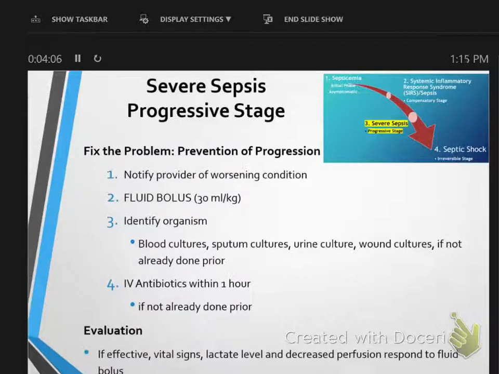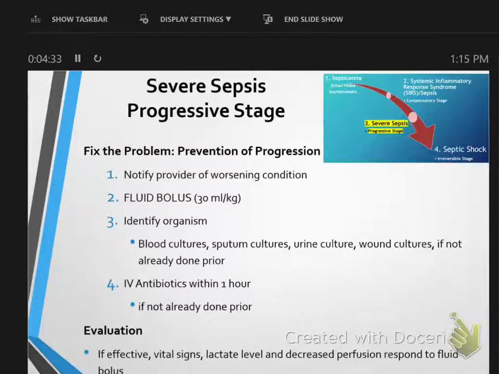3,000, 3 liters, and yes, that's okay. If you think they're septic, we need to fill their tanks, and one of the biggest things that we find is septic patients are under-resuscitated. So if you are an 80-kilo, meaning about 160, 180-pound person, how much fluid are you getting? 2,400. So we'll order at least 2 liters to start with.